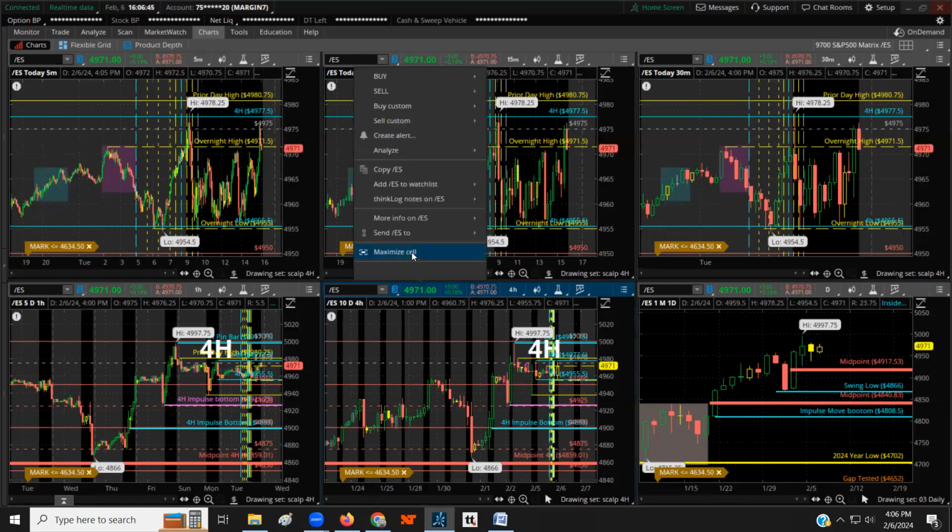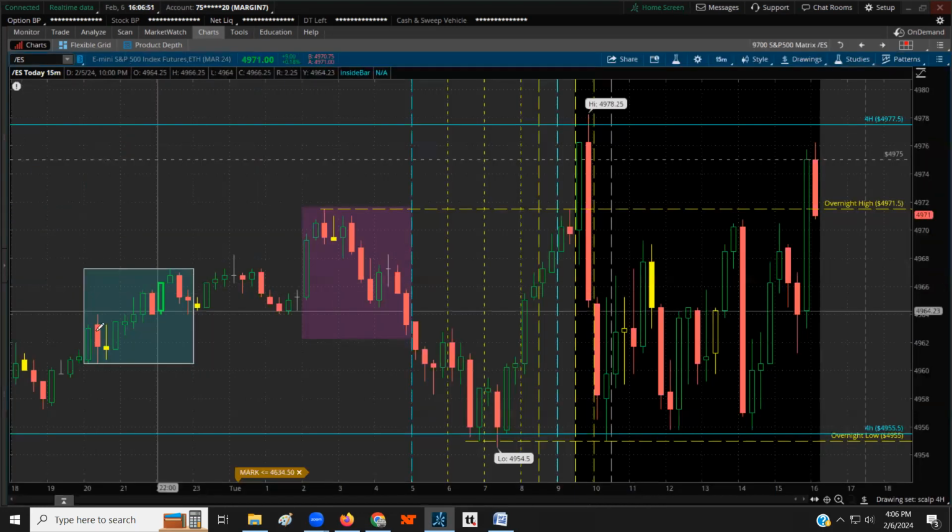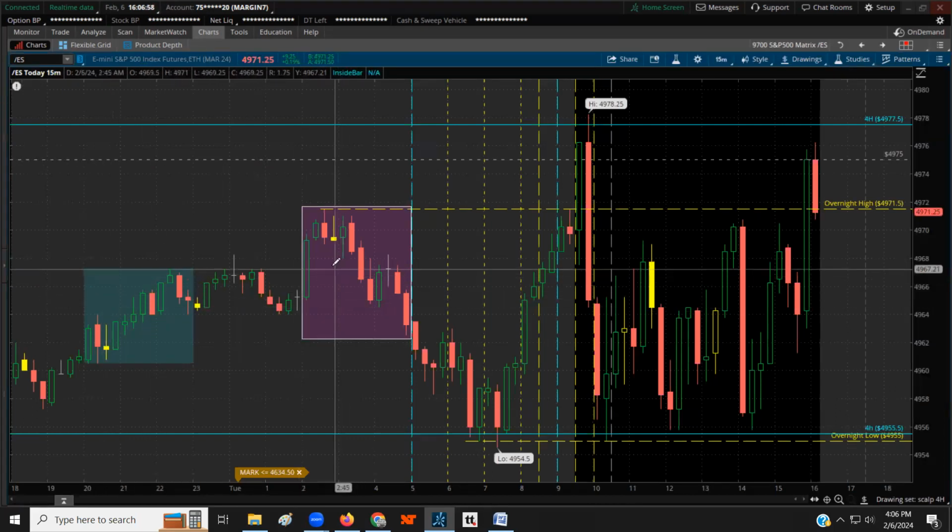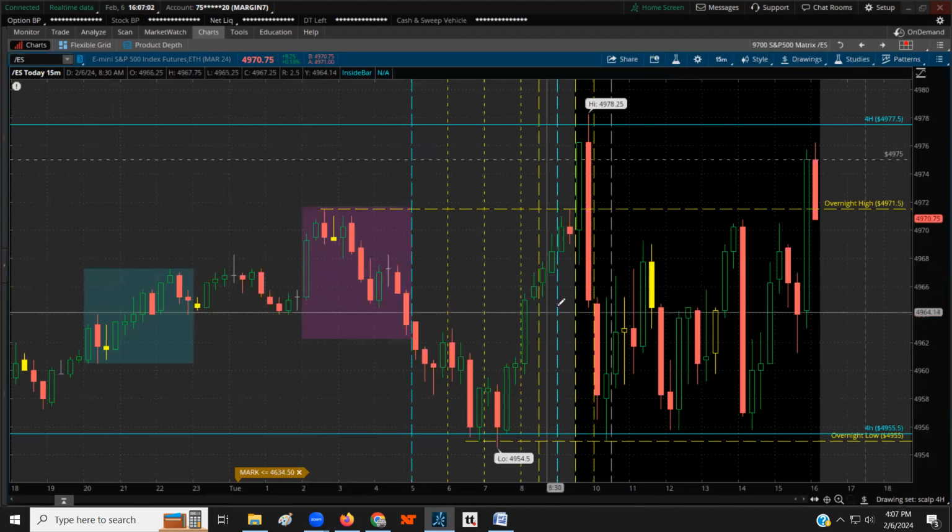Then on the 4-hour candle, let's show you here. Then on the 15-minute candle, I'm labeling my sessions. This is the Asian session, 2000 to 2300. This is the London session, 0200 to 0500. And then you have the New York session.